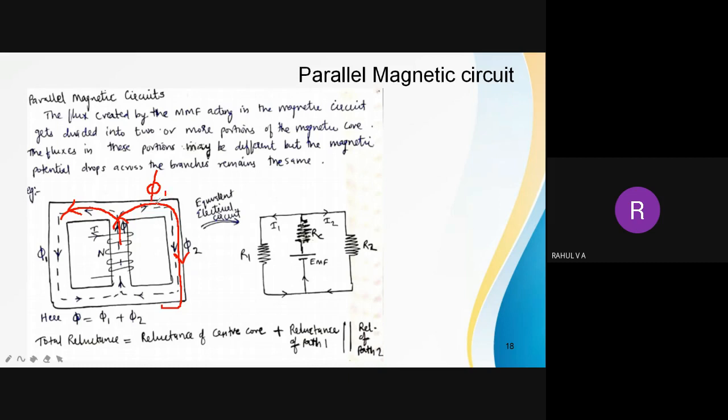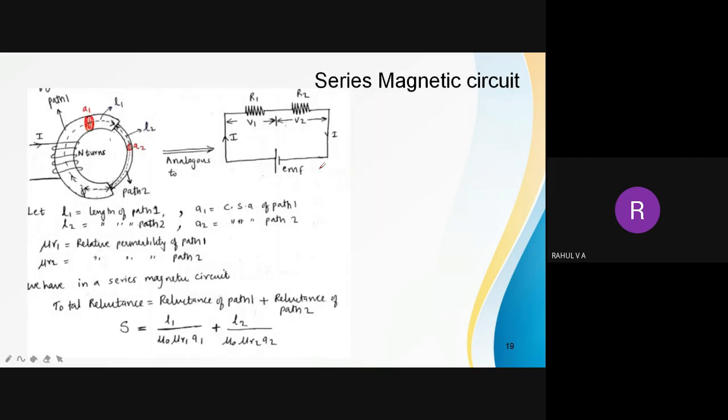So the total flux phi is actually divided into two. One is phi 1, which will flow through the right side of this material, and the other is phi 2, which will flow through the left side of this component. So the total flux generated, phi, is divided into phi 1 and phi 2, and it will take two different paths to flow through this material. It is something similar to a parallel electric circuit where two components are connected in parallel. So this also we have discussed.